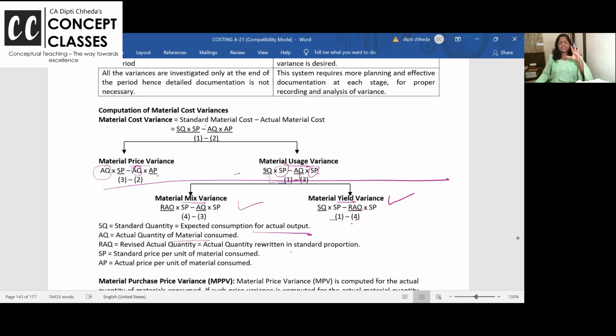Material cost variance is because of the quantity difference, usage and price difference. Price is fine, usage is in that mix and yield. Yes. And 1 minus 2, 1 minus 3, 1 minus 4. 4 minus 3, 3 minus 2. This flowchart we will draw today for practice.